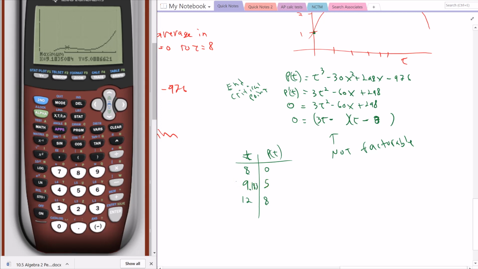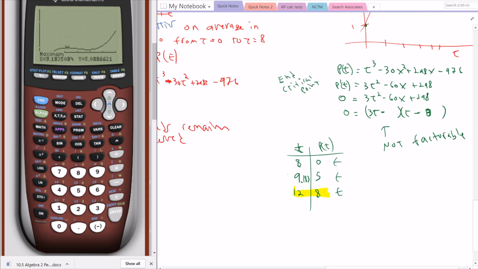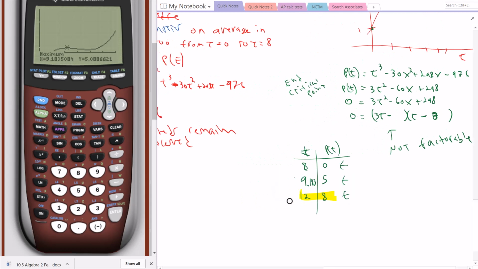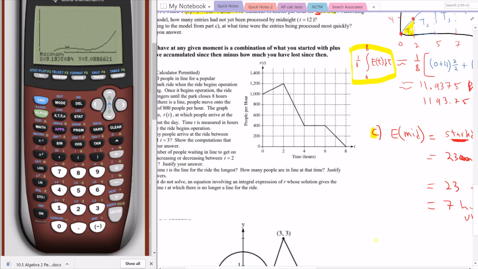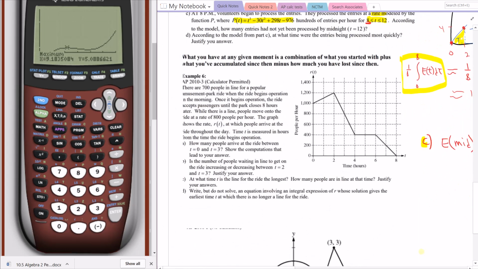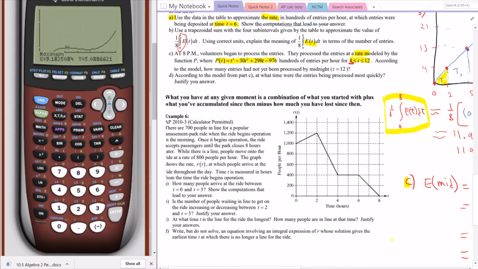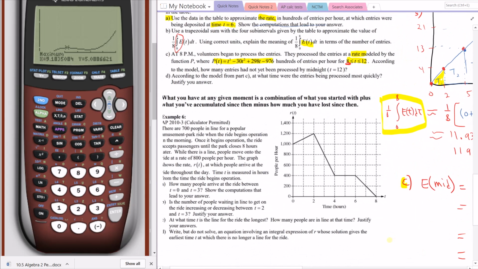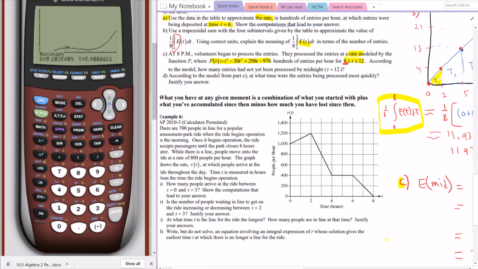9 point something. And so then we ask, well, which is the fastest rate? These are the only places the fastest rates could have occurred, and it turns out that the fastest rate was at midnight. So maybe they were really trying their hardest to finish the ballots or something like that, right? So the answer to that one would be the entries were being processed the most quickly at t equals 12.